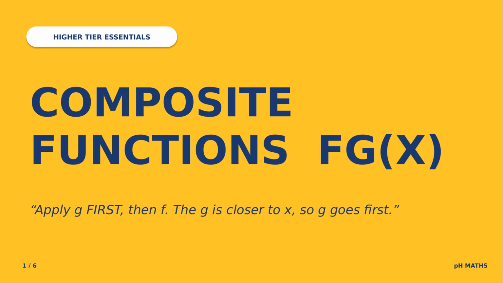Today's explainer is composite functions. fg of x means apply g first, then f. The g is closer to x, so g goes first. By the end of this, you'll know the right to left rule and why fg of x is not the same as gf of x.